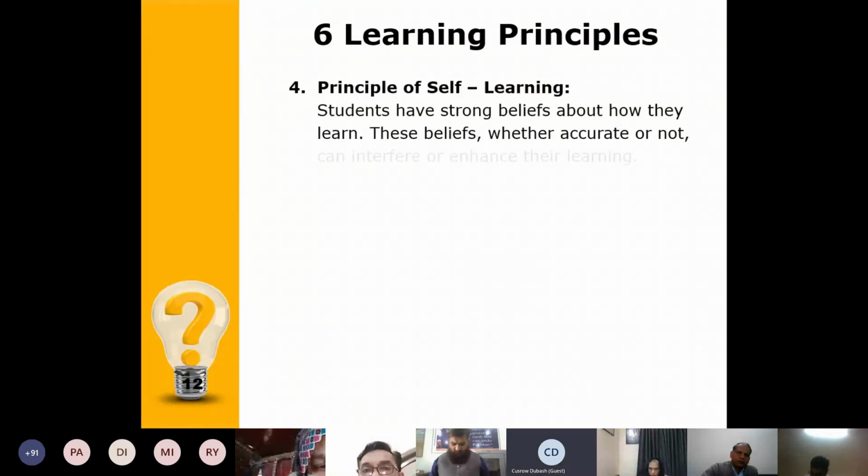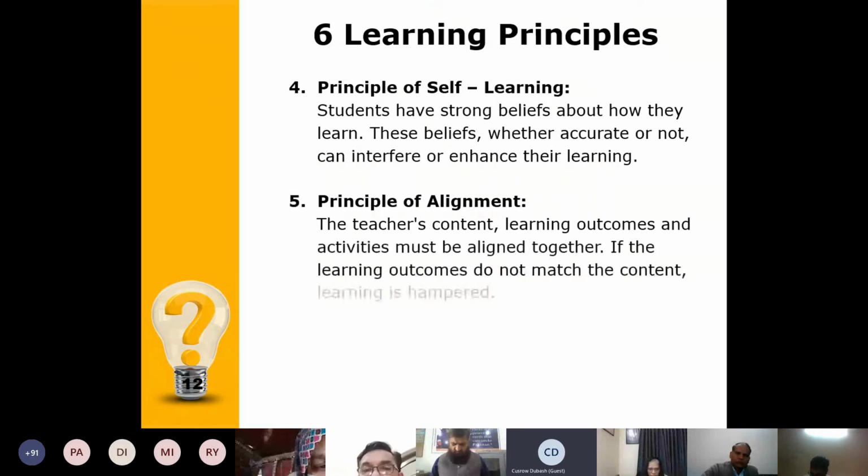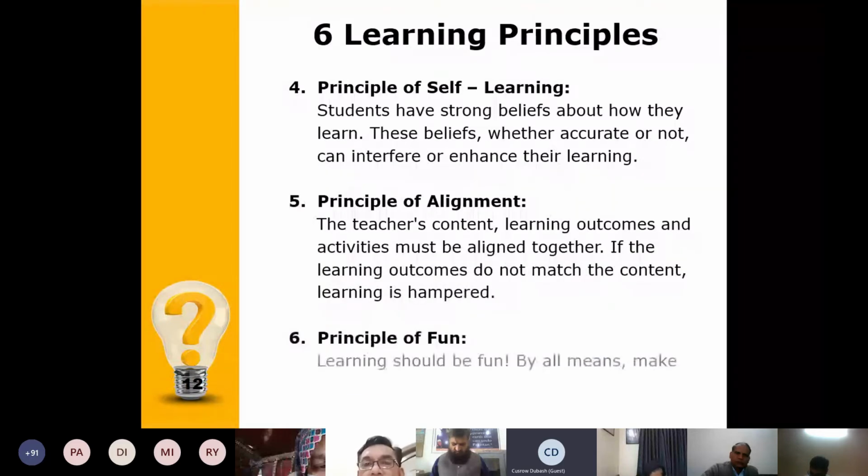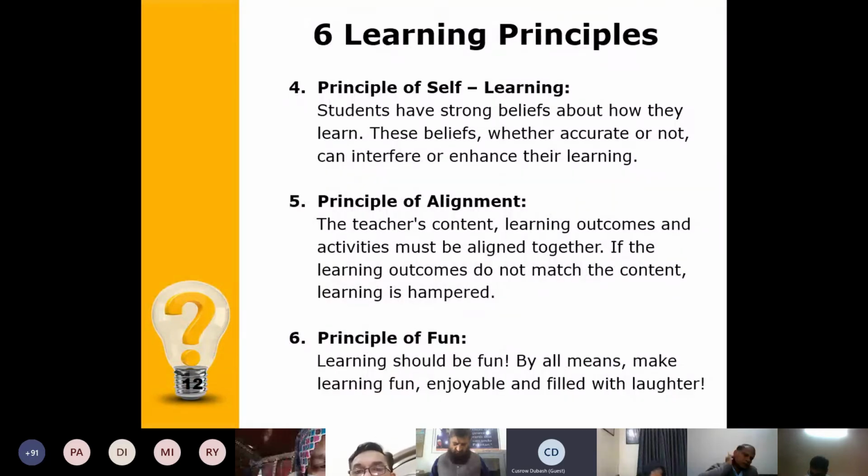फिर 4 है प्रिंसिपल ऑफ सेल्फ लर्निंग. अब हर बच्चा अलग है. कोई भी दो ह्यूमन बींग्स एक जैसे नहीं है. ठीक है ना? बच्चों के पढ़ने के तरीके, काम करने के तरीके, सीखने के तरीके आर डिफरेंट. सो लेट द स्टूडेंट सेल्फ लर्न.